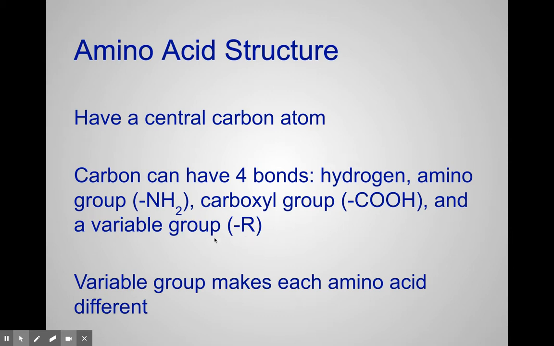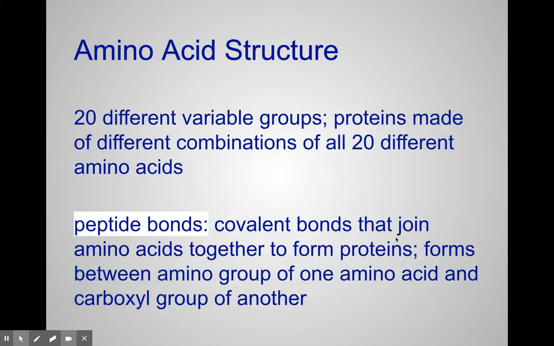So this variable group here is what makes each amino acid different, right? Because every amino acid is going to have hydrogen, an amino group, and a carboxyl group. It's this variable group that makes each amino acid different. So there are 20 different variable groups, and proteins are made of different combinations of all 20 different amino acids.